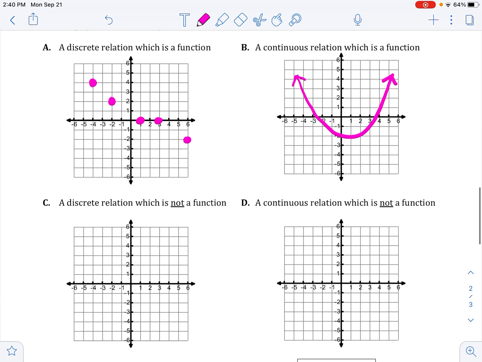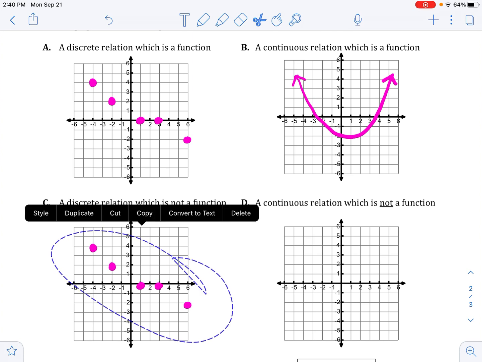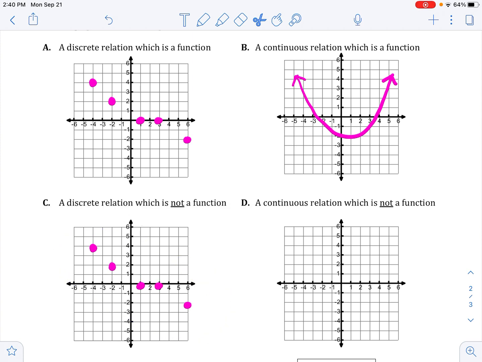Next one says draw a discrete relation, which is not a function. So I could, watch this, hold on. I'm going to copy and paste this, right? And I can move it exactly where this was, and this right here is a function, but as soon as I add an extra point vertically from any of the points I already have, so like if I added a point right here, now it's not a function.